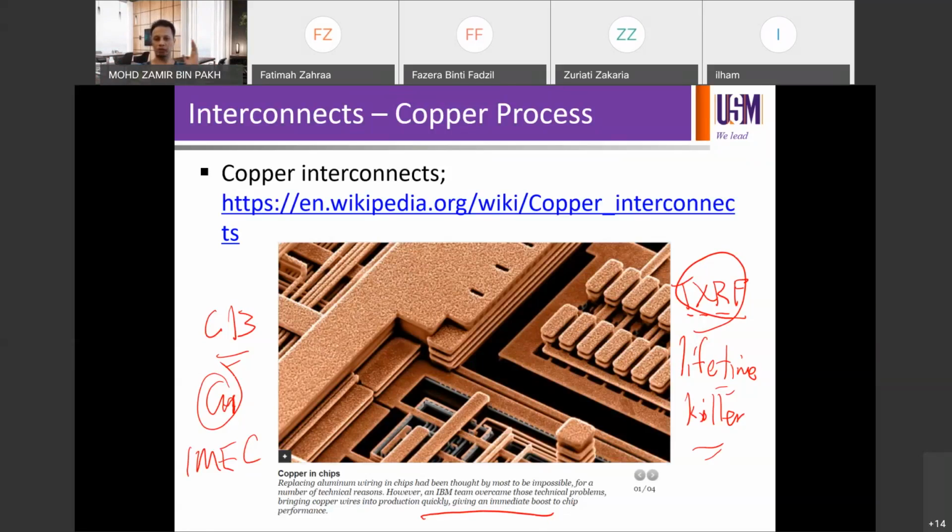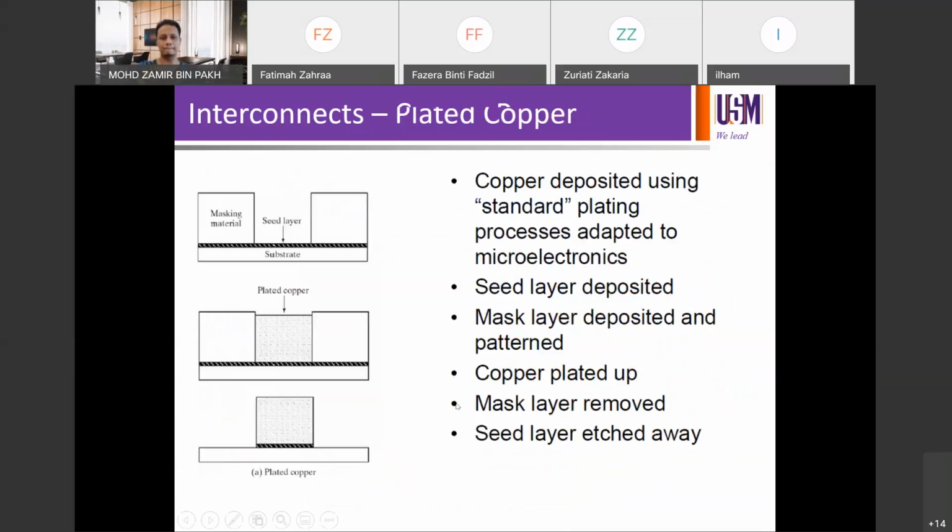to make sure that there's no cross-contamination of copper into non-copper. The moment you have contamination, gone. Your wafers are gone, right? It's going to be scrapped.